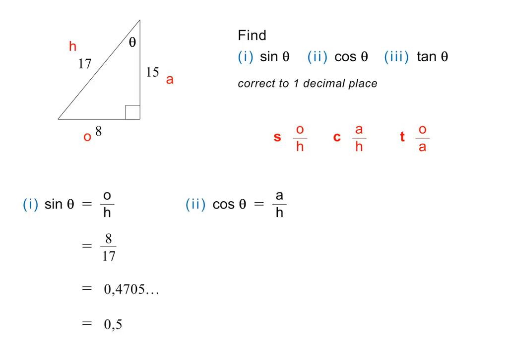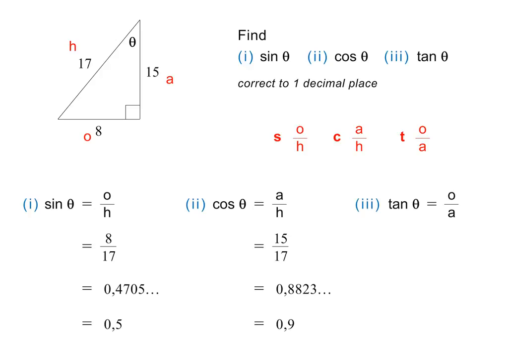In part 2, we are asked to find the value of cos theta. First, we need to recall that cos is the ratio adjacent over hypotenuse, which in this case is 15 over 17. 15 divided by 17 is equal to 0,9, correct to one decimal place. This completes part 2 of the question.